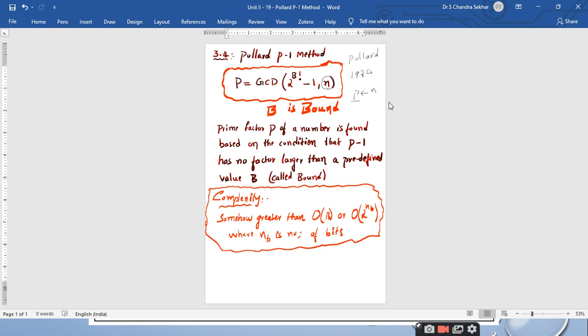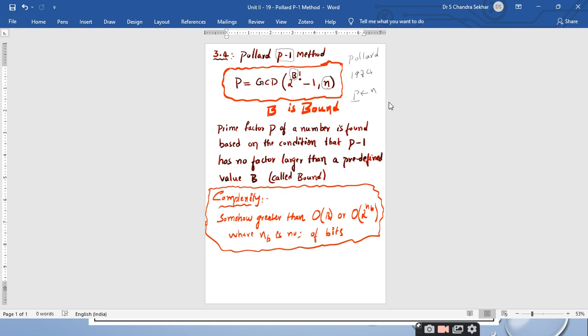And why this is called Pollard p-1 method is, it depends on an assumption. It depends on a condition that p-1 has no factor that is larger than the predefined value, which is called B. Until p-1 you don't have a factor which is larger than B. That is the reason why we are calling this method the Pollard p-1 method. Clear?